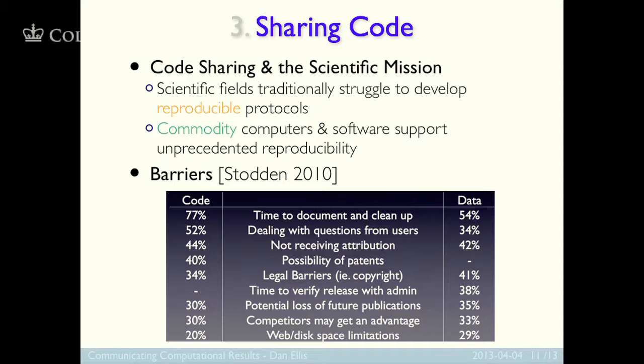So why don't people do it? Well, these are some results from a survey that Victoria did a few years ago at a big machine learning conference, NIPS, where she asked people why they don't share their code or their data, and tabulated the results.